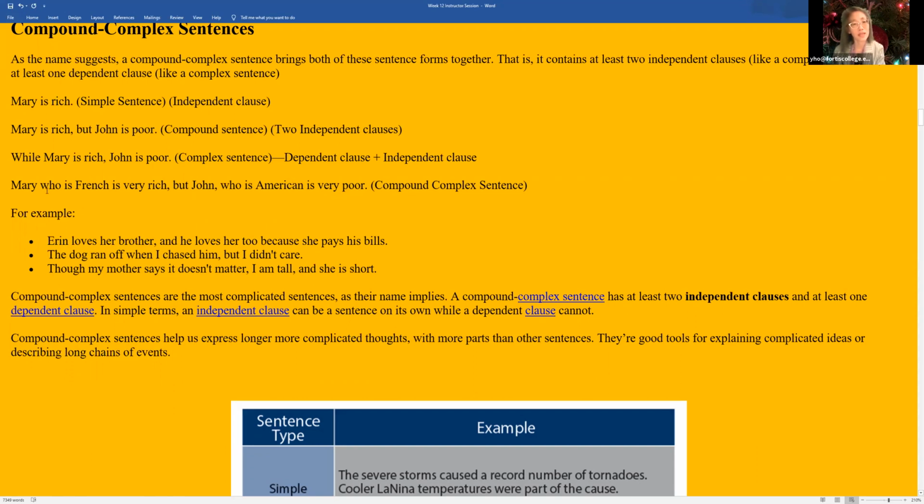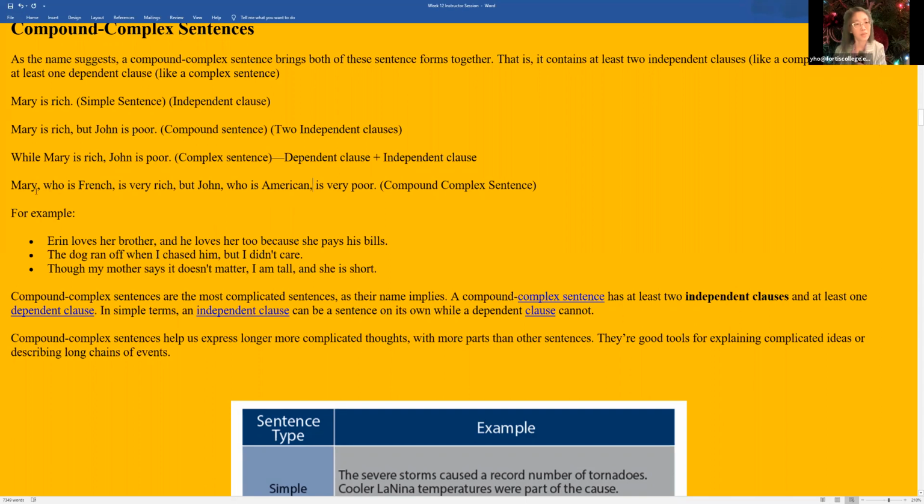relative clauses, but in English, you would have to say Mary, who is French, is very rich, but John, who is American, is very poor. And you have to remember to put in your appositive commas, one comma before the "who", and one comma after "American". And then here you have your appositive relative clause, which is the long grammar for it.